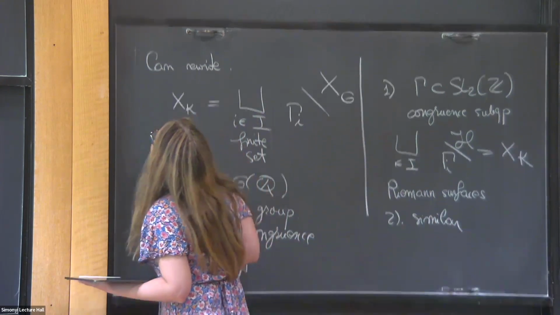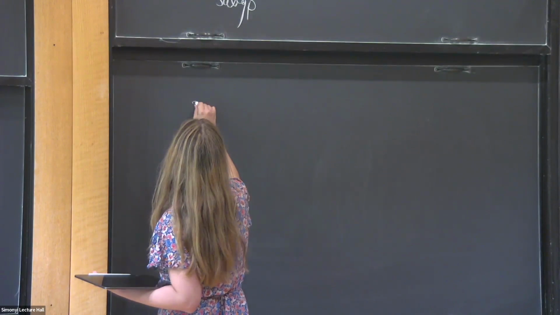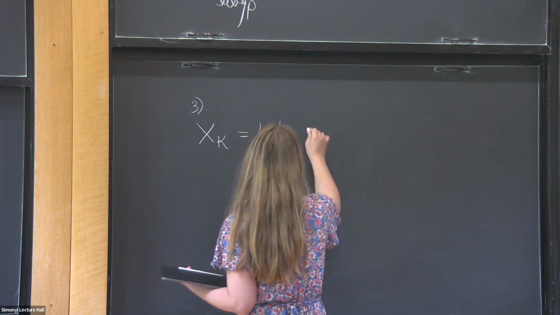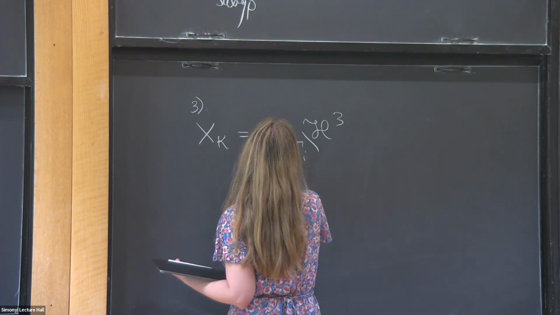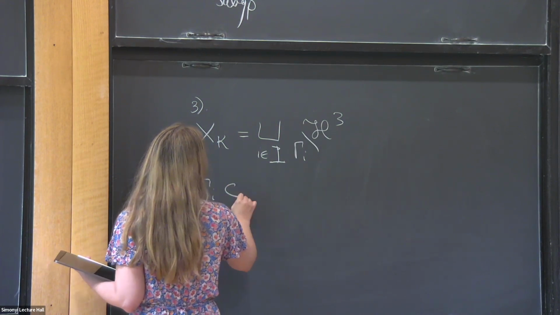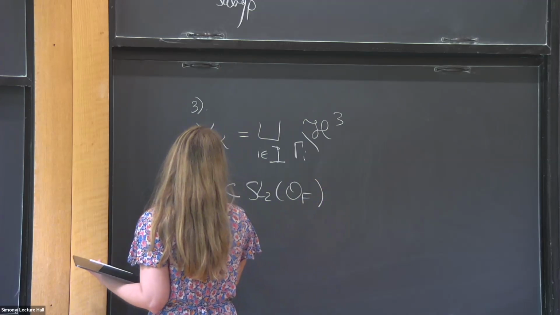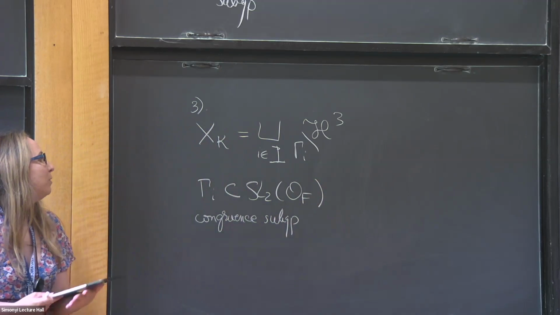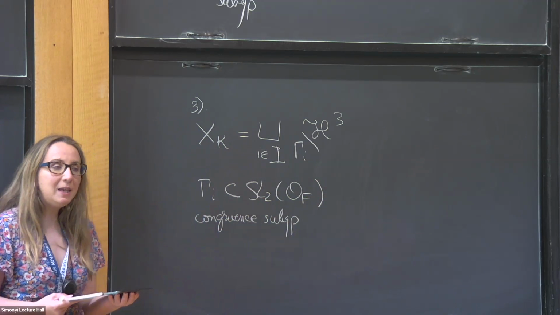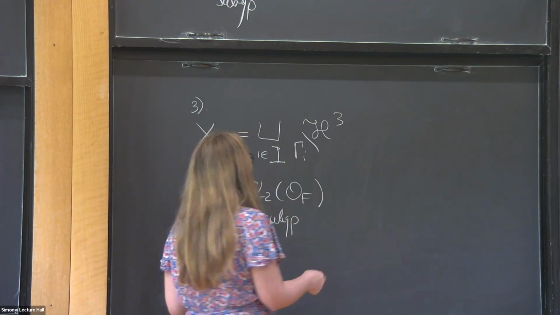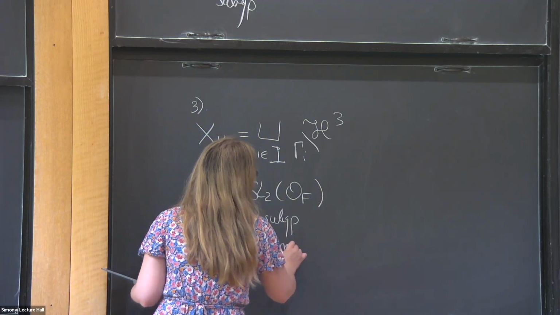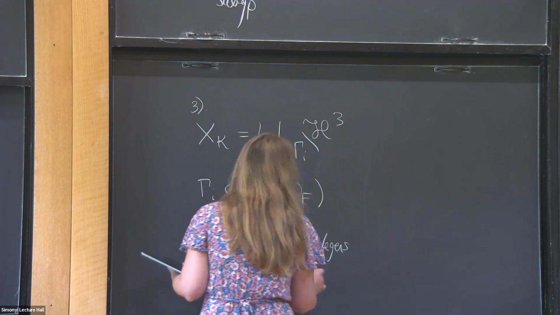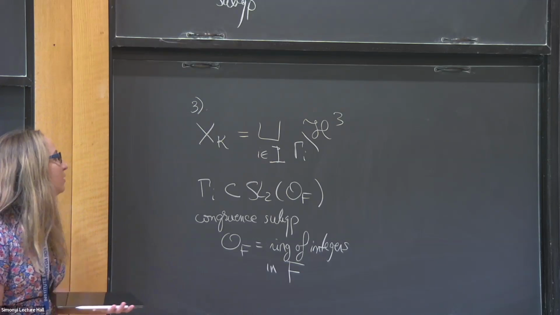And example 3 ends up looking more interesting because the Xk's, the locally symmetric spaces, end up being things like this, where Gamma i is inside, so this is a congruence subgroup, and it's inside a group of 2 by 2 matrices, but no longer with coefficients in Z, but with coefficients in the ring of integers in our imaginary quadratic field F. So O_F is the ring of integers in F. So for example, if you started out with Q adjoin i, then it's Z adjoin i.